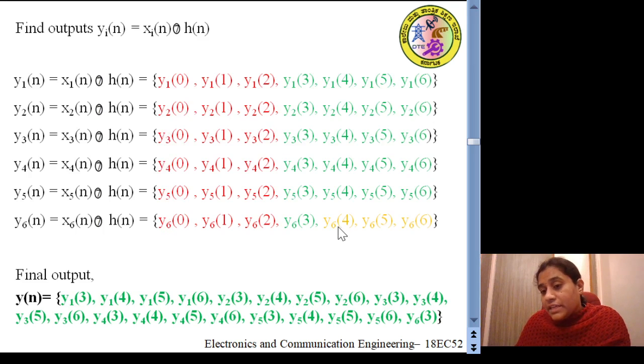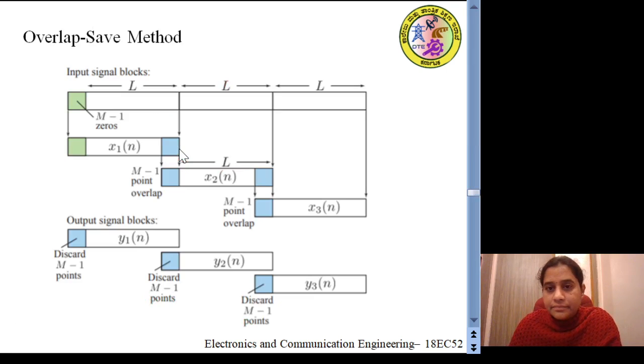And y6 of 4, y6 of 5 and y6 of 6 are the zeros which are appended just to make the final block of input have a length equal to the other blocks. So this is the final output. So now let us do one thing. Let us take one illustrative example so that we can understand this overlap save method in a better way.